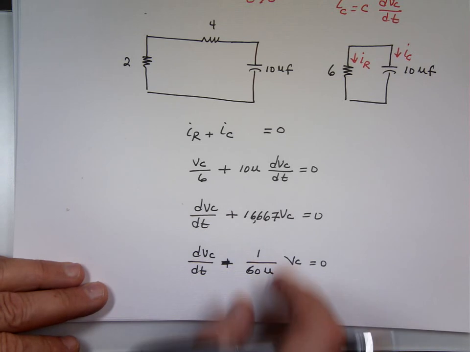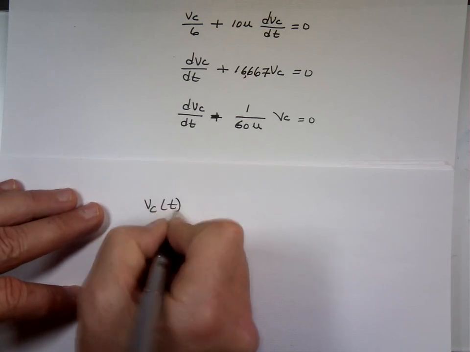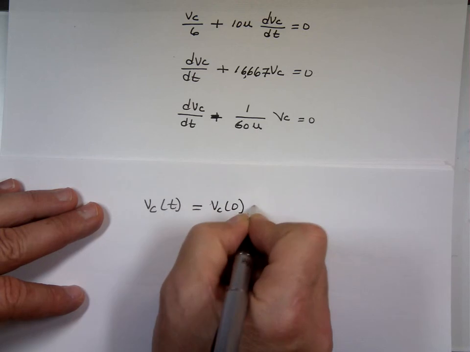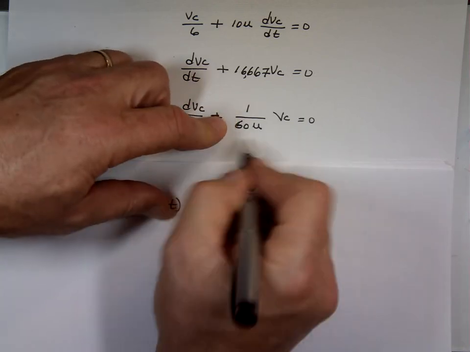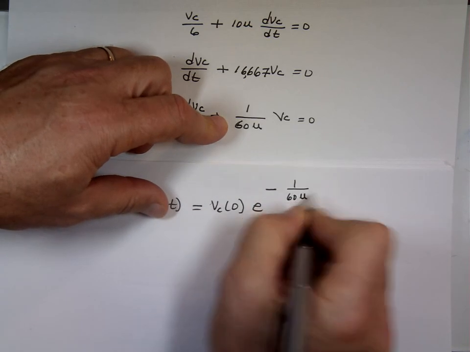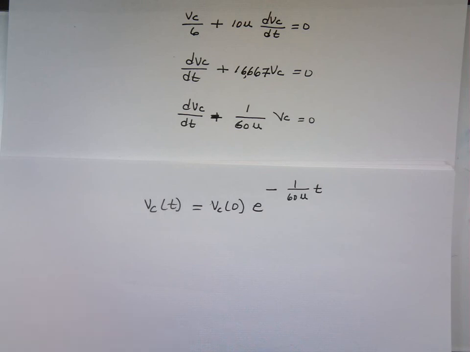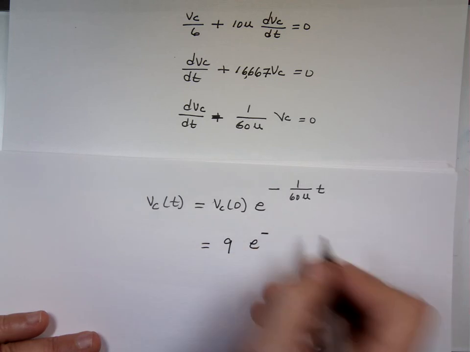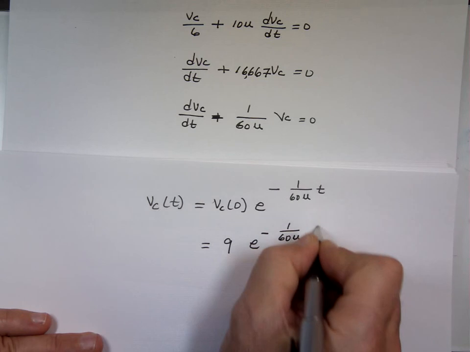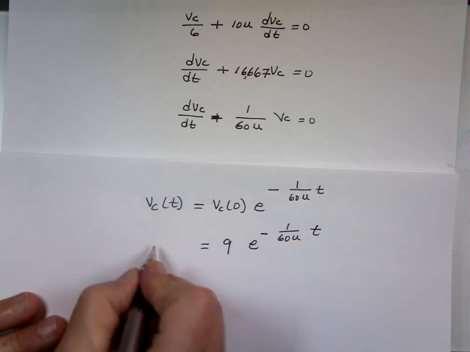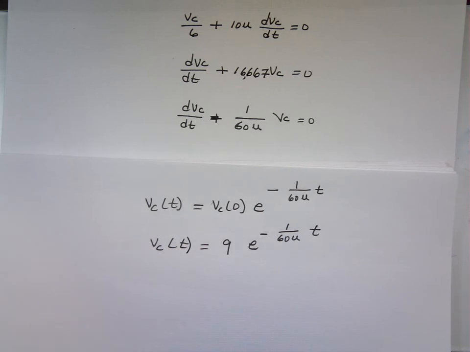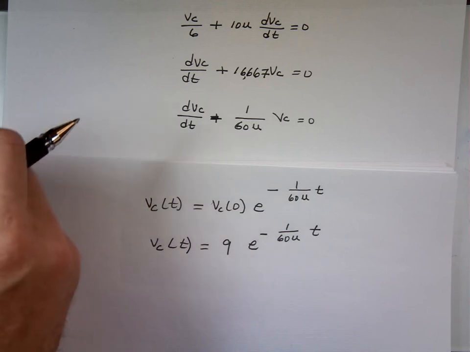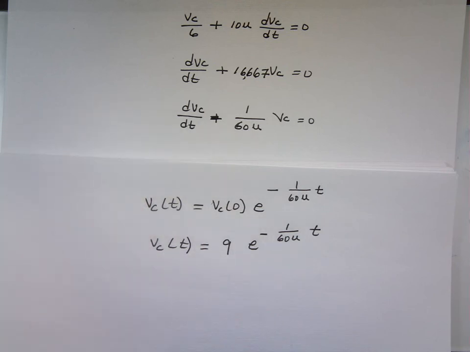So what's the voltage across the capacitor? Because that fits that equation there. The voltage across the capacitor at any given time is, the voltage across the capacitor is 0, e to the power of negative this one times t. So if you don't want to use 16,667, you can use that one. And what's my voltage across the capacitor? Isn't that 9 e to the negative 1 over 60 micro times t? That is the voltage across the capacitor at any given time. What was my question for that one? Find the voltage? Yep. That's it.